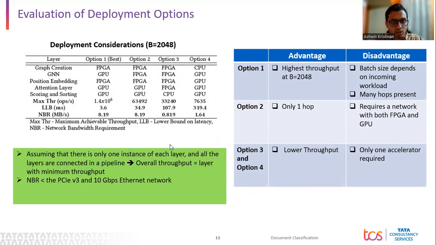But on the downside, there are many hops present in the best case scenario. Whereas if we go to option 2, there is only a single hop, but again, we need a network with both FPGA and GPU in the same network. And going with options 3 and 4 provides a lower throughput, but only one accelerator, namely either FPGA or GPU, is required. So there is a slight trade-off between performance and even cost.